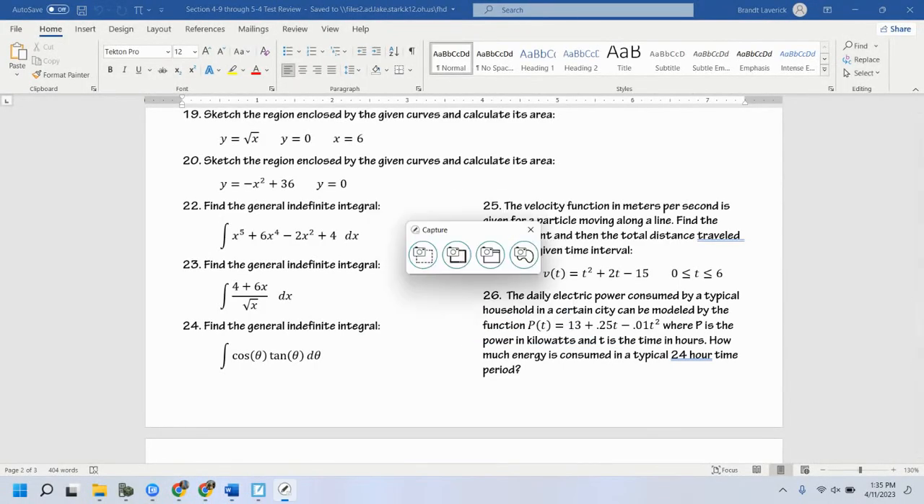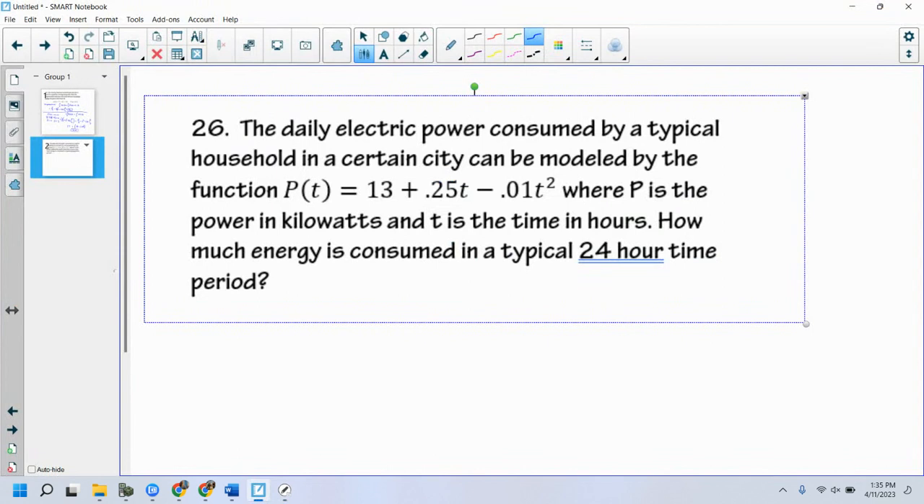Again, the key is online, all except for question 26. This is the only one the key is not online for. But I did already do a video of it.